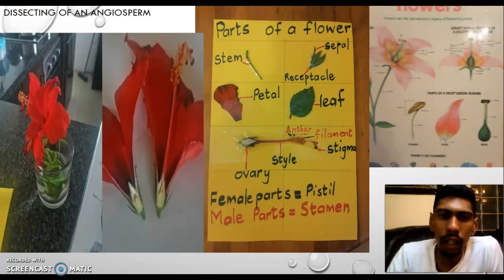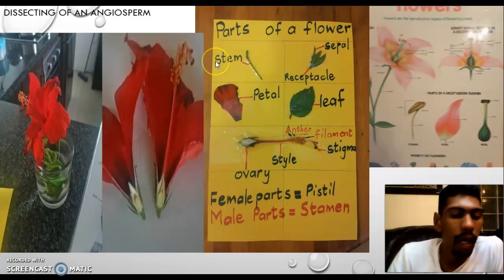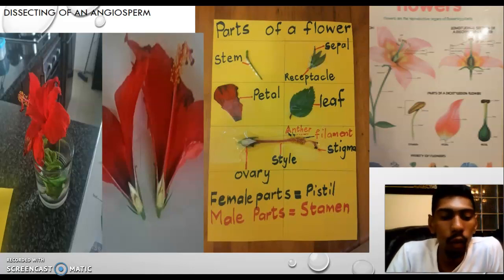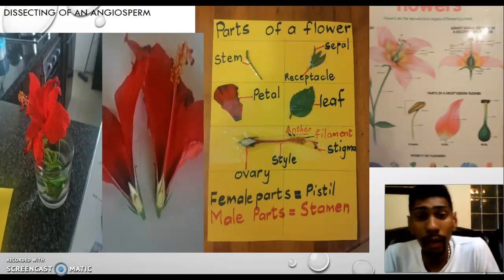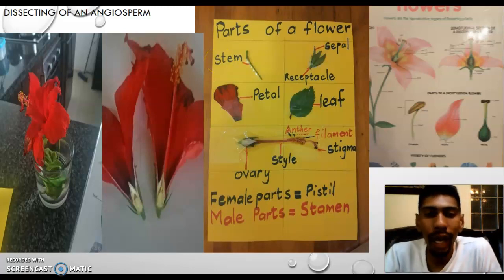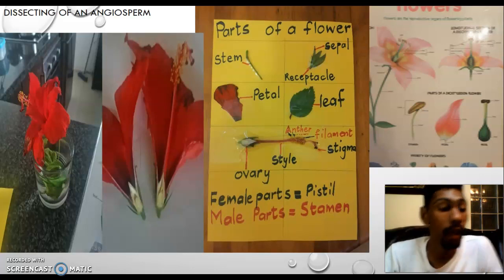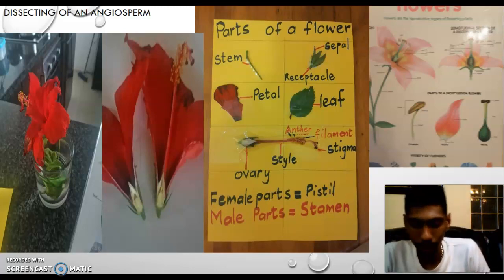Right, so let's get into the parts of the flower and also what their purposes are. The first thing that we can see here is the stem. The stem helps to support the flower and also helps with the transportation of nutrients into the flower. The next thing that we have here is the petal. The petal helps to attract insects and animals to the flower. Therefore, it's normally bright in color.